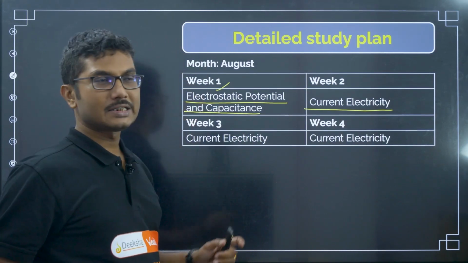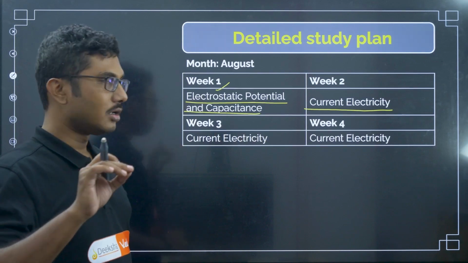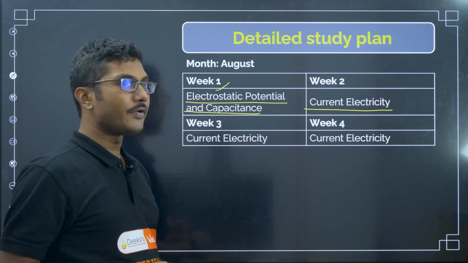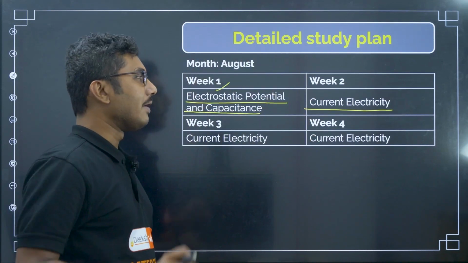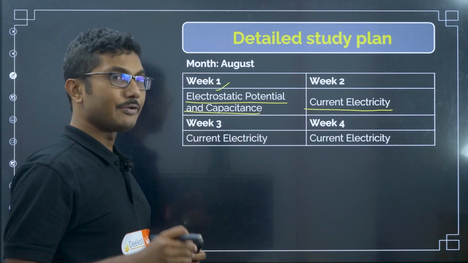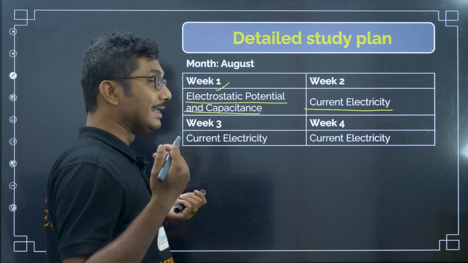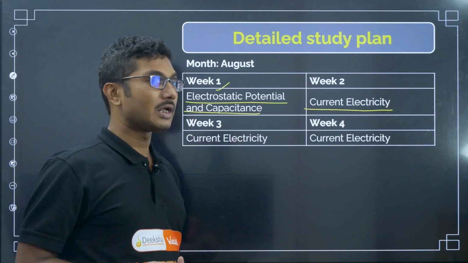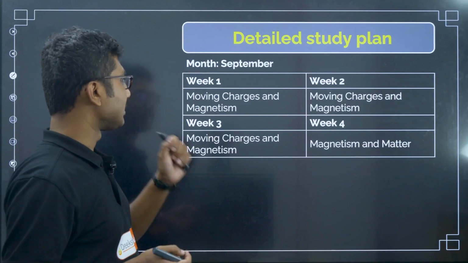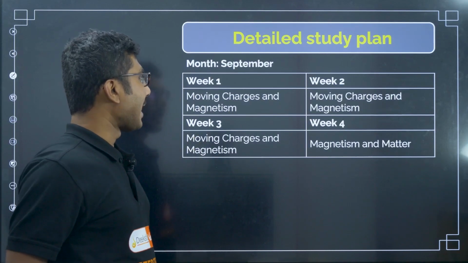So I am not suggesting this chapter for numerical questions. It will be very hard. There will be very different levels of questions coming from this chapter. But if you are interested, if you are intelligent enough, you should try the numericals from this chapter as well. Next, moving charges and magnetism.